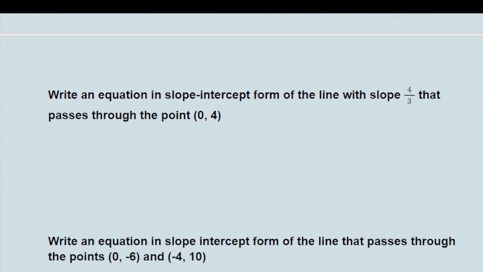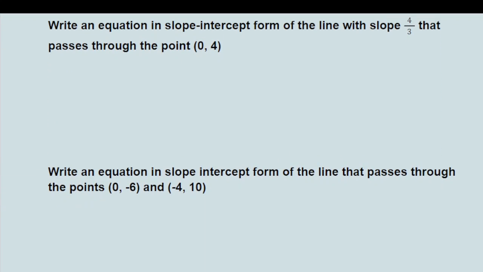So let's quickly look at 2 more ways of writing these things. In this one, they're giving us the slope, which is awesome. So we already know the slope. They say, write an equation, slope-intercept form, of the line with slope 4/3. Well, boom, write that down. And then it says it passes through the point (0, 4). This is my y-intercept because my x-coordinate is 0. So that means my y-intercept is that y-coordinate. So it's b equals 4, my y-intercept.